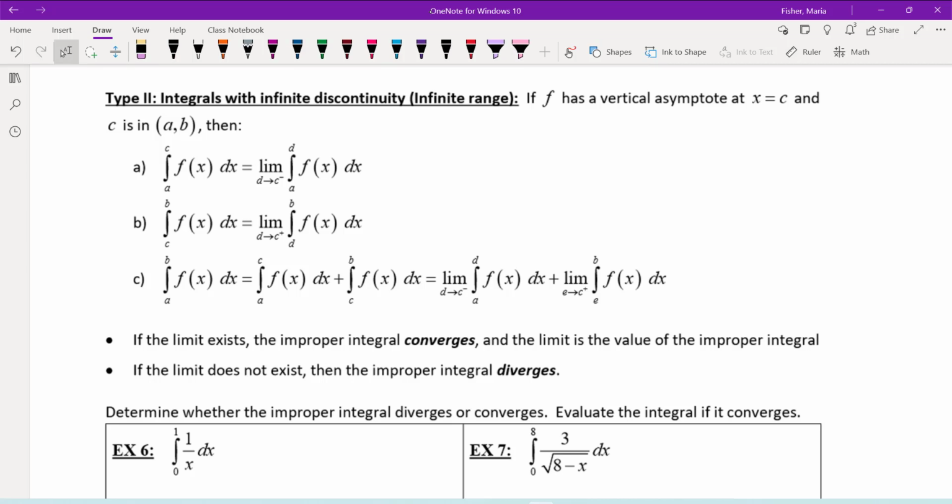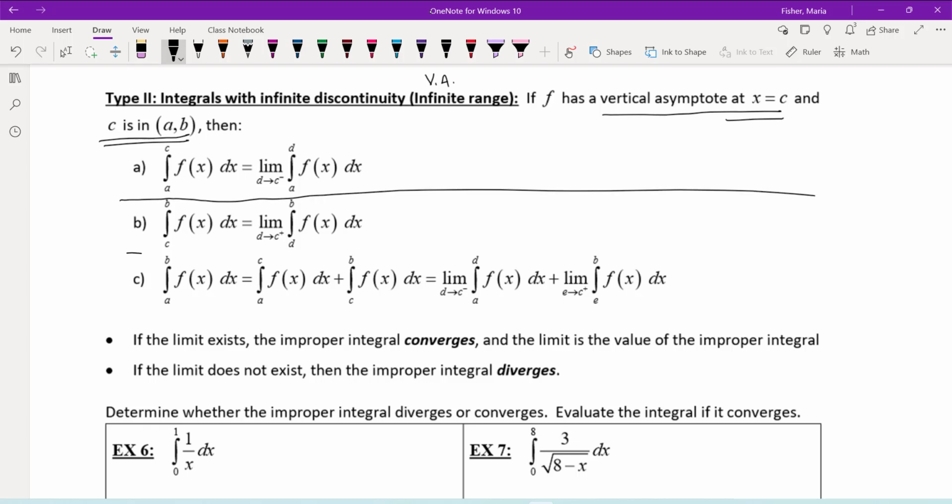Now for the second type of improper integrals, integrals with infinite discontinuity or infinite range. Basically, those are the ones where we had that vertical asymptote in either the limits of integration or inside of the limits of integration. So if you have a vertical asymptote at x equals c, and c is somewhere in [a, b], so your vertical asymptote here is at c.